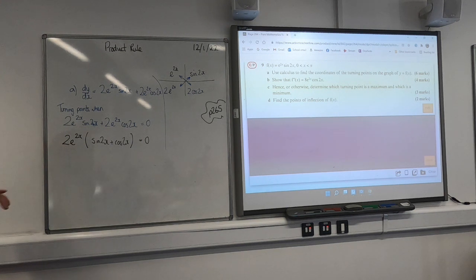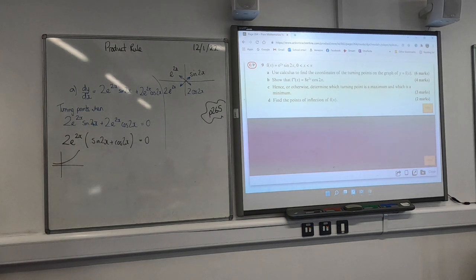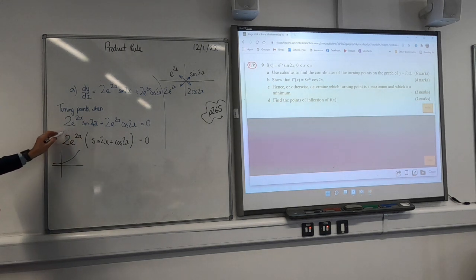And you can even divide by e to the 2x. The e to the x never equals 0. So aren't they like going down? That's e to the x. So e to the 2x would just be that sort of squeezed in a little bit. Never equals 0. So there's no way this can equal 0. So we're not going to get any solutions from here.